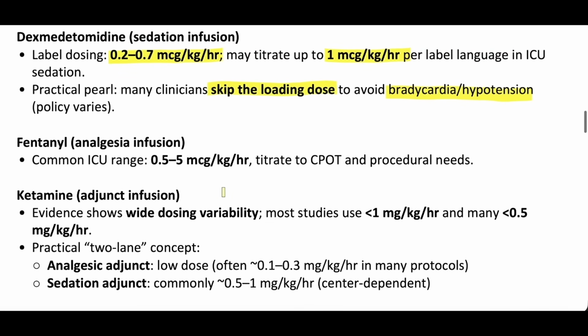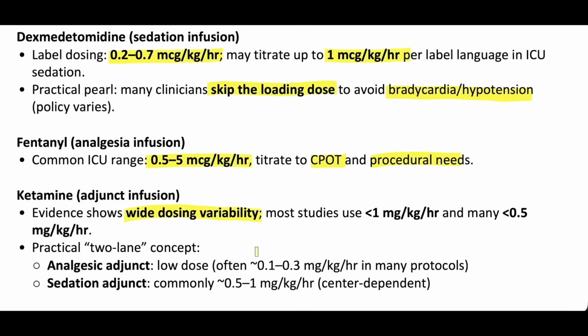For fentanyl, common ICU ranges you'll see are 0.5 to 5 micrograms per kilogram per hour, and then titrating it based on CPOT scores or procedural needs. Many fentanyl protocols in the hospital also have an option to bolus the fentanyl from the bag in addition to the infusion rate they're getting. And then ketamine, wide dosing variability for mechanically ventilated patients.